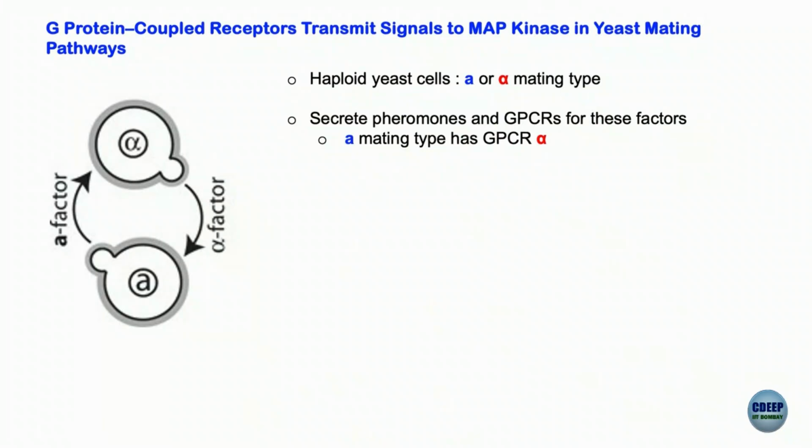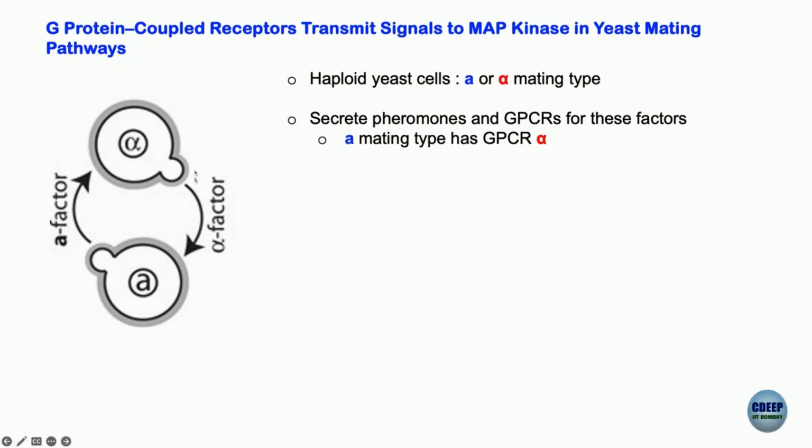So, here we will take a specific example where G protein coupled receptors are going to activate the RAS MAP kinase pathway, and this specific example is in the context of yeast mating. You have heard that usually yeast undergo division by budding, but under specific conditions they can undergo mating as well.